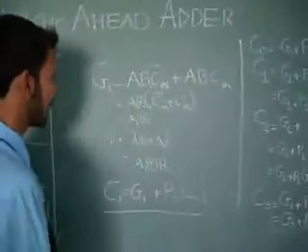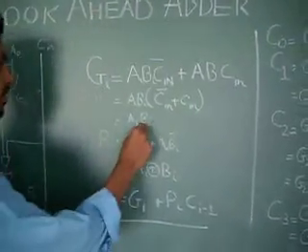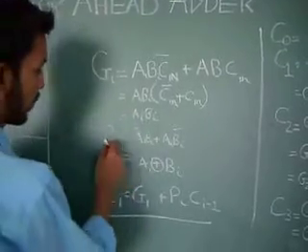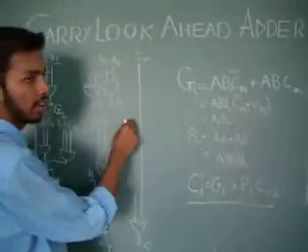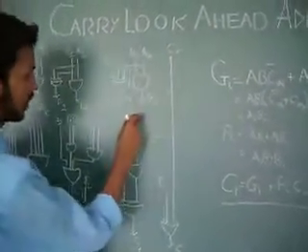As I have discussed in the previous class, the carry generation equation is given by Gi = Ai Bi, and the carry propagation equation, that is Pi, is given by Ai XOR Bi. Now we have to represent this expression in the form of universal basic gates, as I have done over here.